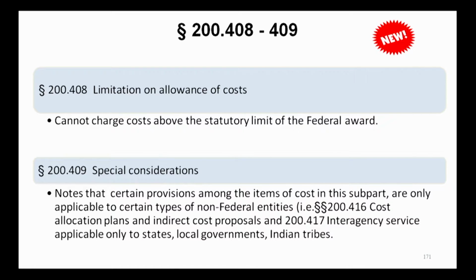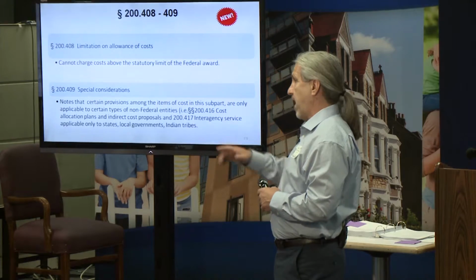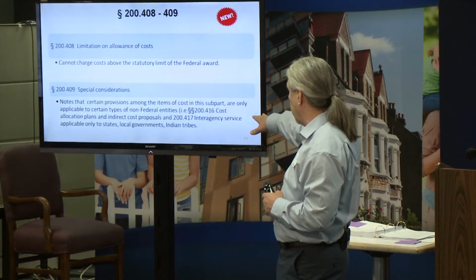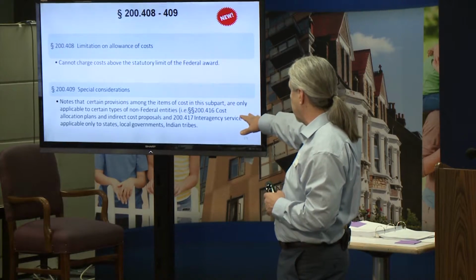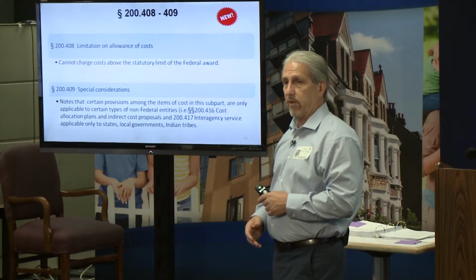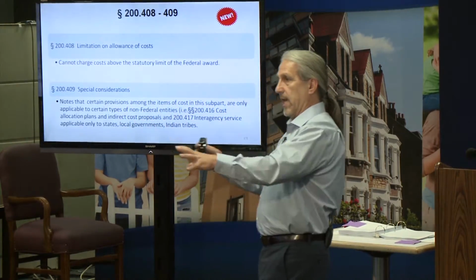Special considerations, 200.409. So this just makes clear that there are certain provisions in the items of cost in this subpart E that are only applicable to certain non-federal entities. So for example, cost allocation plans, indirect cost proposals, interagency service, they're applicable only to states, local governments, and Indian tribes. So 409 just connects that link there.